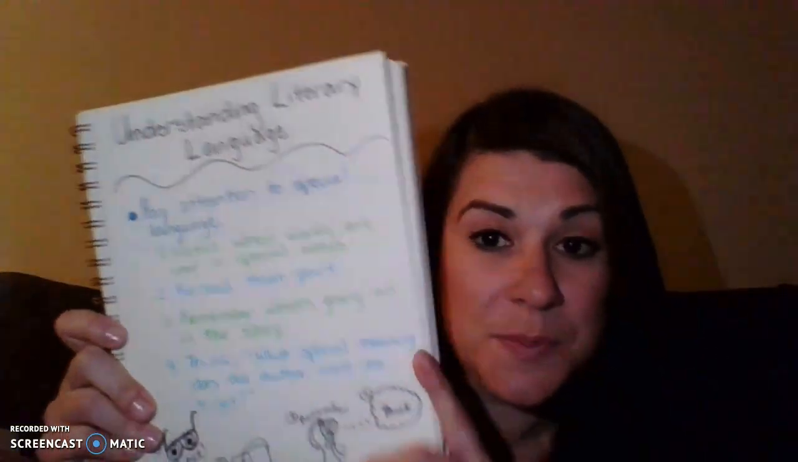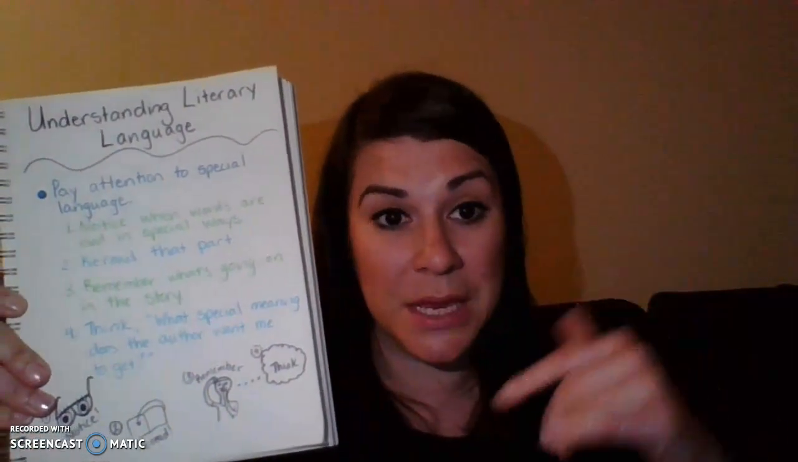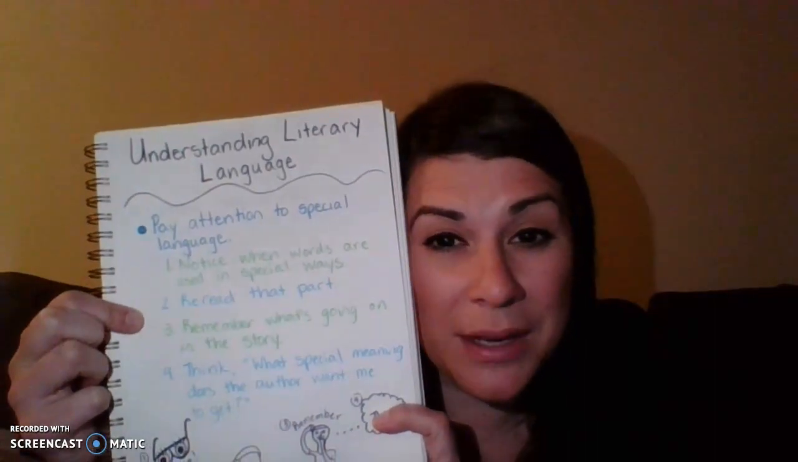So remember, let's go back to our anchor chart. Pay attention to special language. I heard a few times where special language was used on this page. So I notice when words are used in special ways, and then I go back and I reread that part. The first thing I noticed was that the character Jenny says, I bet this is the first red flower to cross this wide river. She's a traveler, just like us. So they're comparing that flower to them traveling from the east to the west.